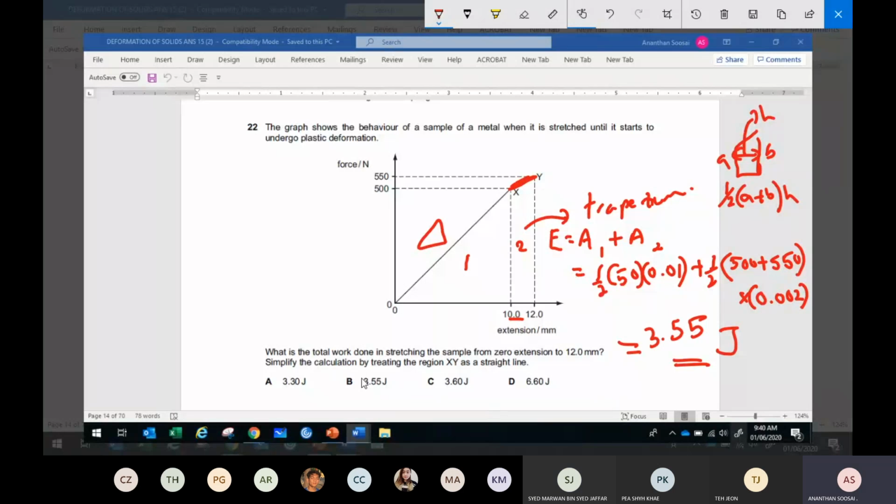Sir, if we treat the XY as a straight line, shouldn't the Y be higher a bit? Y is higher, yeah. Shouldn't it be higher than 550? Because if we want to treat it like a straight line, or should we just ignore it? No. The curve is treated like a straight line. So the maximum point is still 550.